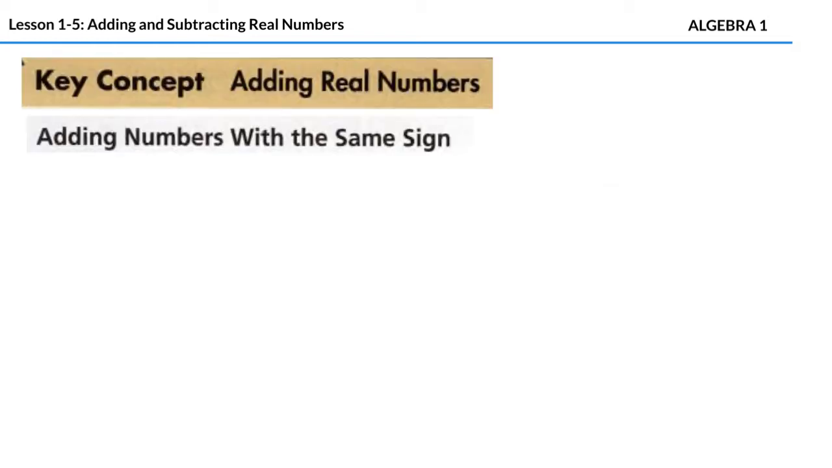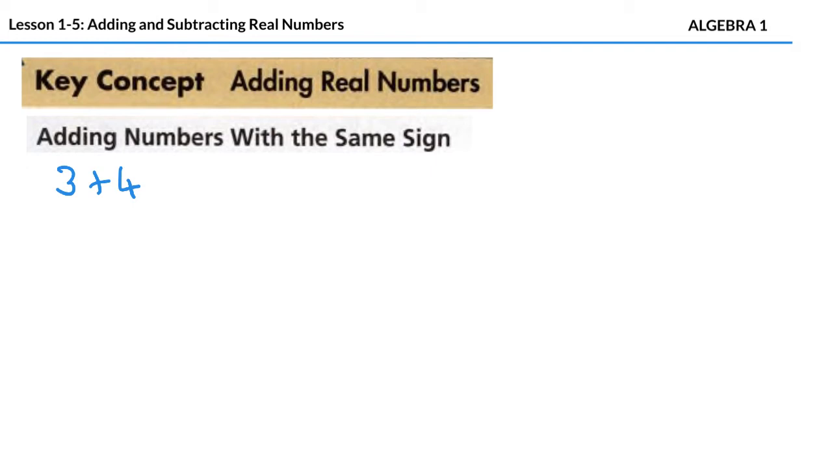Let's try to understand some of the concepts of adding real numbers. Now, how to add numbers with the same sign? For example, 3 plus 4. Now how to add? Observe the method. Find out the absolute values of the numbers. If you want to add two numbers with the same sign, add their absolute values. The sum has the same sign as the addends.